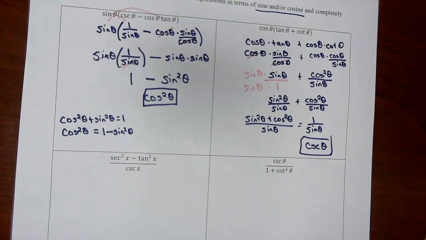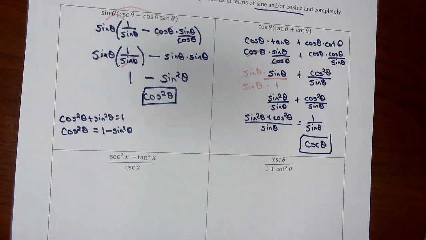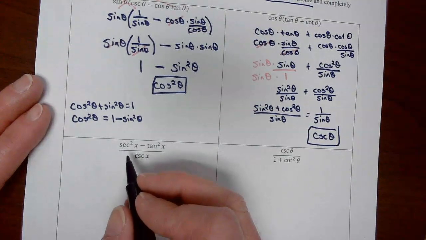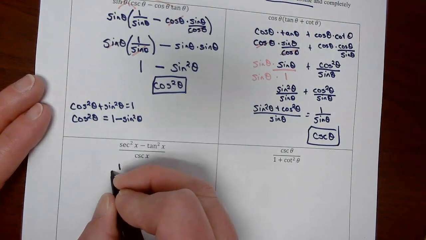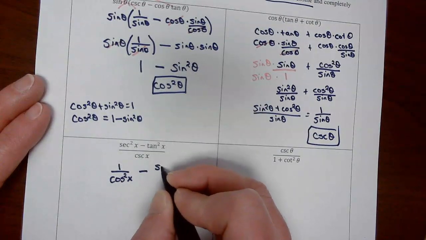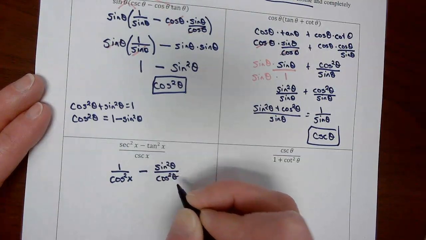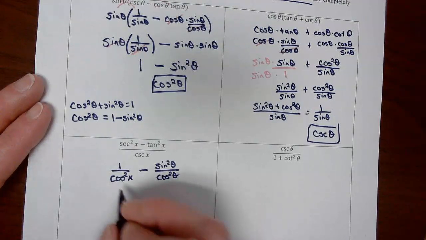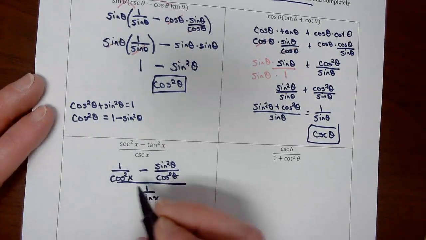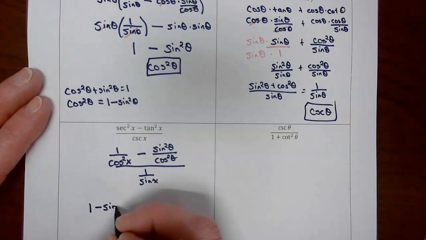Now let's look at this next one. It has secant squared minus tangent squared over cosecant. All right, so let's rewrite everything in terms of sines and cosines. So 1 over cosine squared minus sine squared over cosine squared, over 1 over sine. Well, in that numerator, I see that they have the same denominator, so I can subtract those two fractions.